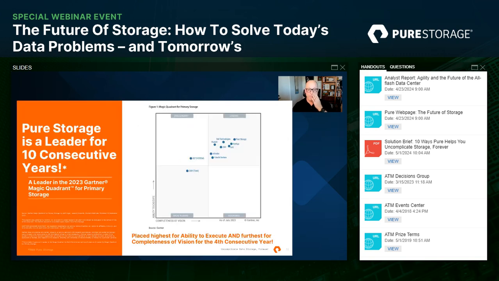So, as further proof of Pure being able to deliver for our customers, we have validation from the experts, in this case, Gartner, with their Magic Quadrant. We've been named a leader in that upper right quadrant for 10 consecutive years. And again, that's based on both our ability to deliver for our customers, as well as the innovation and vision that we bring to the marketplace.